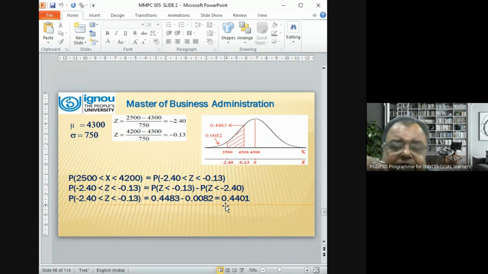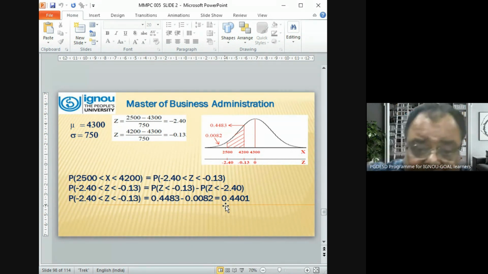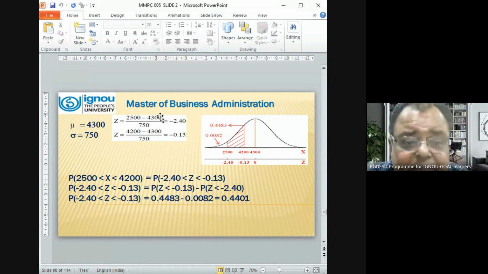That is the graphical level that you have to draw. First of all, you have to calculate this part. Then you have to draw a bell-shaped curve.